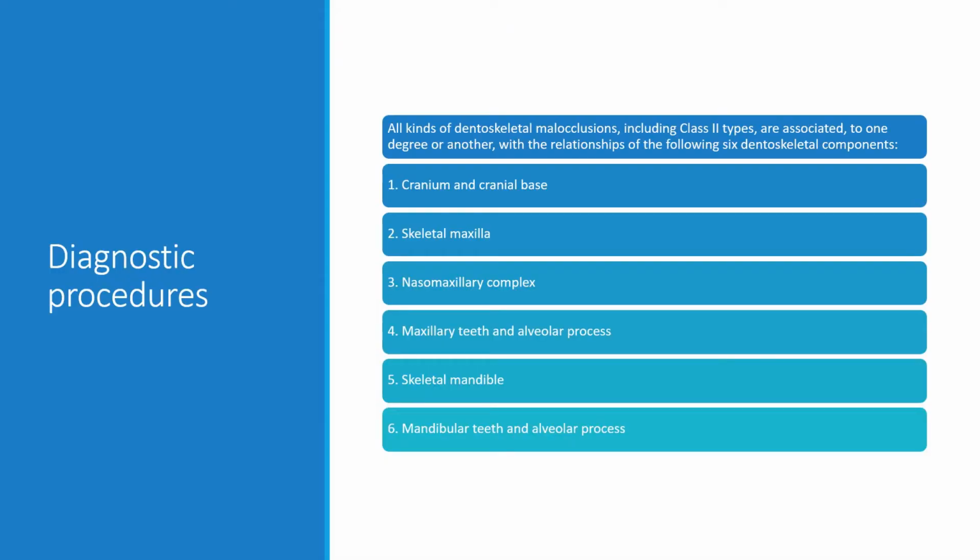Diagnosis of sagittal discrepancies. Since sagittal discrepancies consist of various components and are often associated with abnormalities in other planes of space, their accurate diagnosis is a key element in the design of any successful treatment plan.